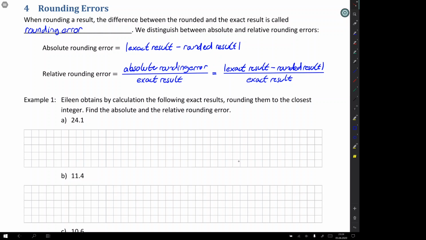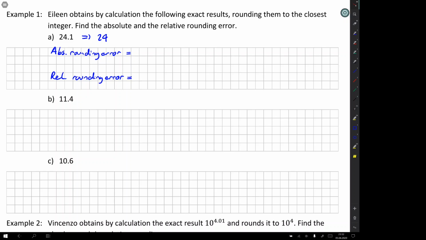Now let's look at example 1. In example 1, we're given the exact results, so in A 24.1, in B 11.4, and in C 10.6. And then we round them to the next integer, so in A we get 24. And now we have to find the absolute rounding error committed and the relative rounding error. Do that on your own for A, B, and C. Stop the film, and here comes the result.